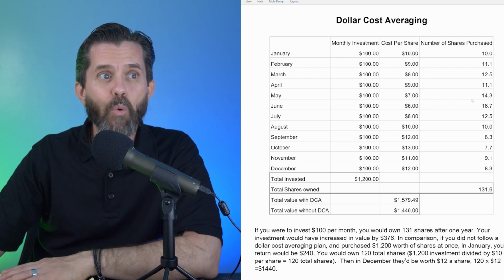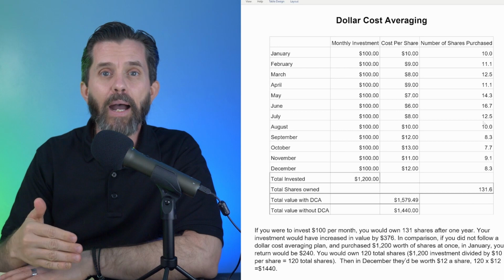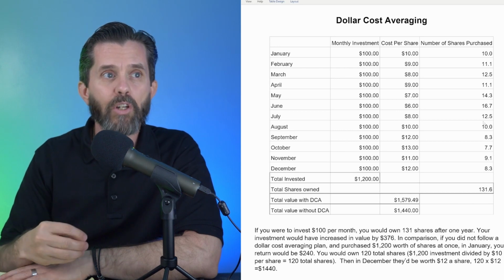You want to be buying more shares. You're owning more shares. You're literally buying at a discount. You're buying more shares at a lower price.